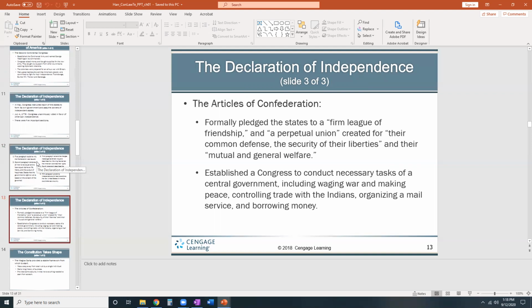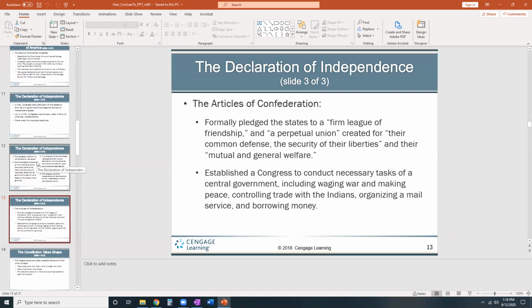what they promise is a league of friendship, meaning that each individual state, they used to be each individual colony, but now each individual state, 13 individual states, promise to be very good friends, promise to assist each other for defense purposes, so for military purposes, to protect themselves. And pretty much that's about it.